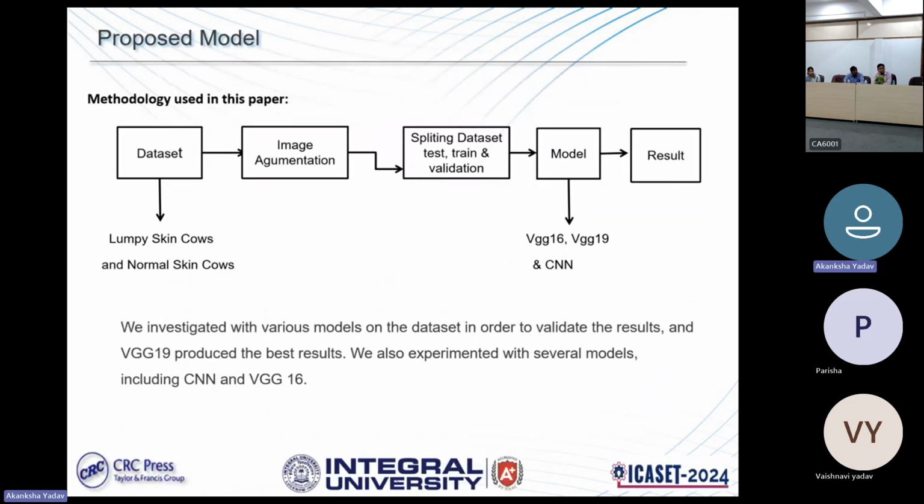Okay, sir. The methodology used in this paper: dataset of lumpy skin with two classes, lumpy skin cows and normal skin cows. Then image augmentation, and then splitting the dataset into test, train, and validation. For models, I'm using VGG16, VGG19, and CNN. Then the result.